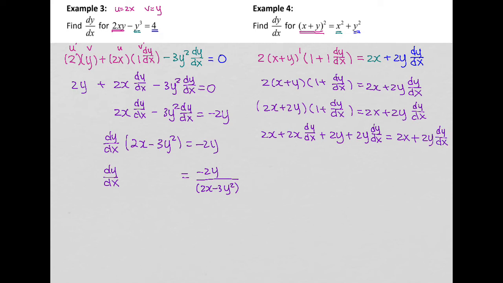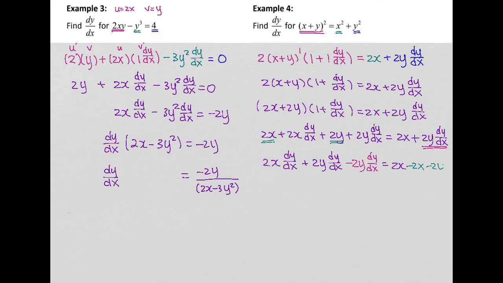Isolate for dy over dx. That means all the terms with the dy over dx, I'm going to keep them on the left. So I have to take this term to the left. I'm going to underline this so you see it. Equals to 2x. Now, I have to bring this term back. So minus 2x. I have to bring this term back.